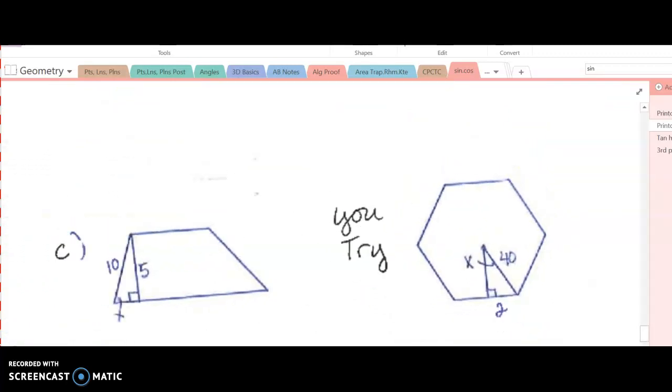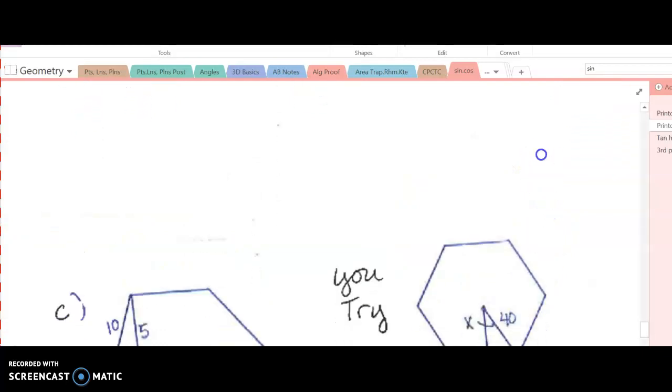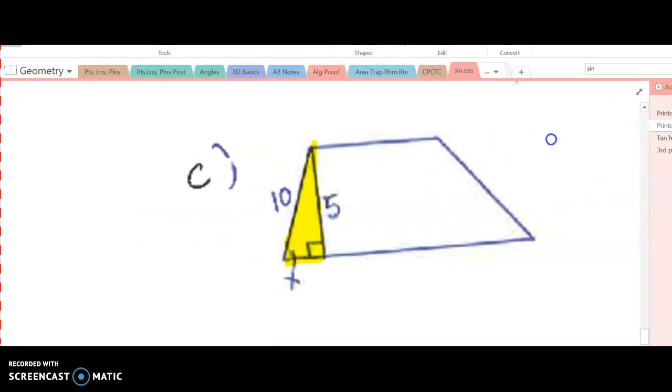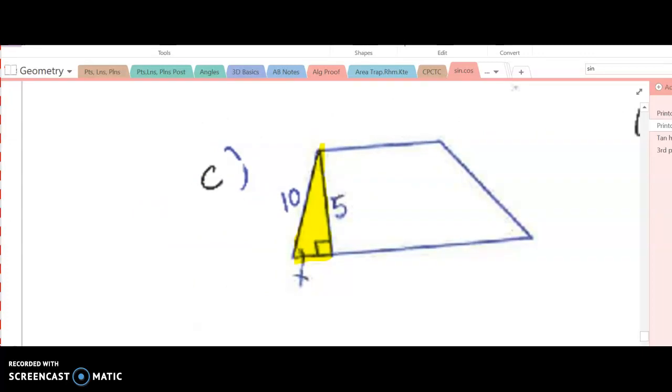All right, we've got a couple more here. This is just to bring your awareness that these right triangles for the rest of the semester will not be isolated. They will be inside of another shape. So don't let that scare you. This is still just this right triangle here. This is still just this right triangle here. The hexagon and the trapezoid actually have nothing to do with this problem. I just don't want it to scare you when the right triangle that you need to solve is inside of another shape.